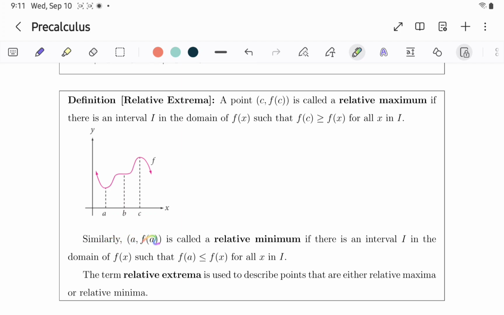Similarly, we say that a, f of a is a relative minimum if there is an interval I in the domain of f of x such that f of a is less than or equal to f of x for all x in I. And we use the term relative extrema in general to describe points that are either relative maxima or relative minima.